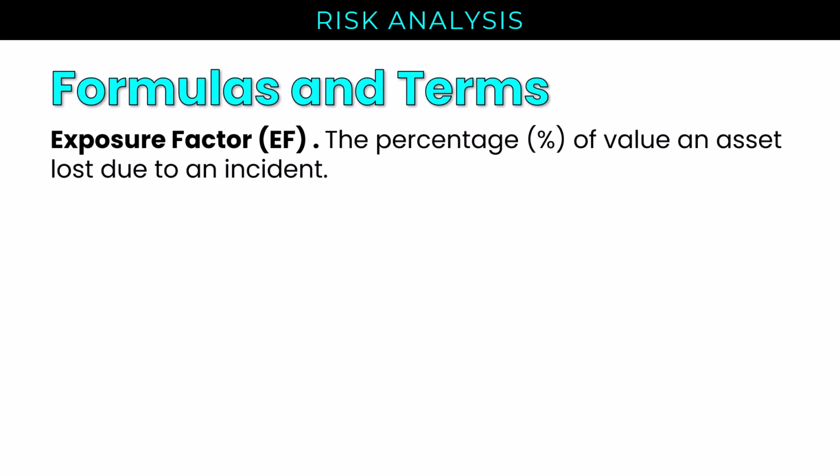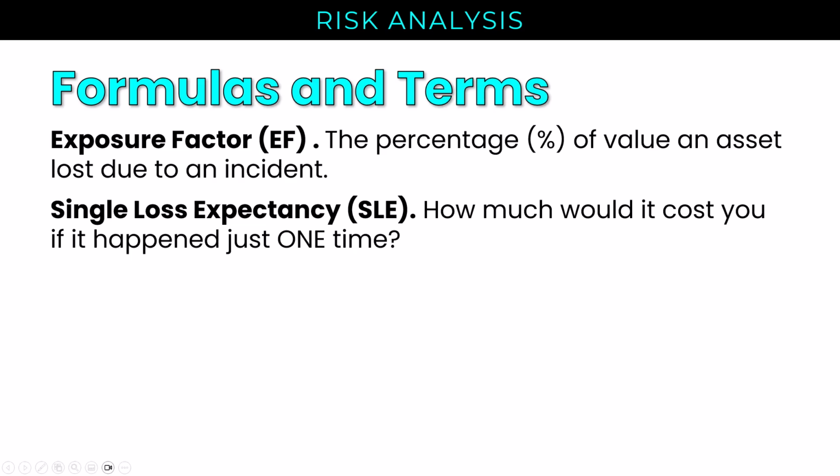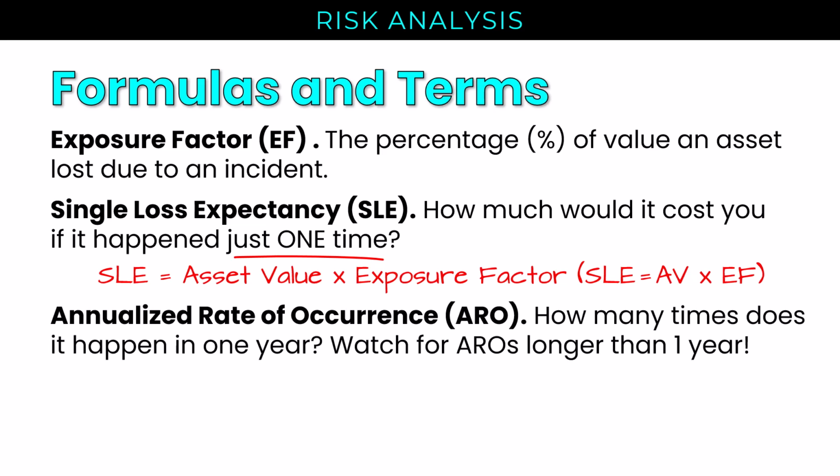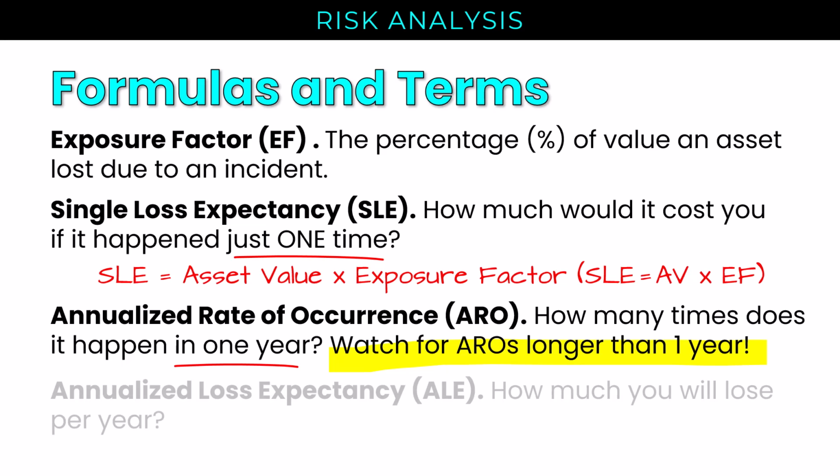So just to recap some terms and formulas here. We have the exposure factor, which is the percentage of the value of an asset lost due to an incident. Single loss expectancy, how much would it cost you if it happened just one time? And remember, the single loss expectancy formula is the asset value times the exposure factor. Annualized rate of occurrence, how many times does it happen in 1 year? Remember to watch for annualized rates of occurrence where it occurs less than once a year, so the rate of occurrence is longer than a year, because you're going to have a fractional ARO. Remember, 1 occurrence every 5 years is 1 divided by 5, or 0.2. I think that's an area where you could get tripped up.